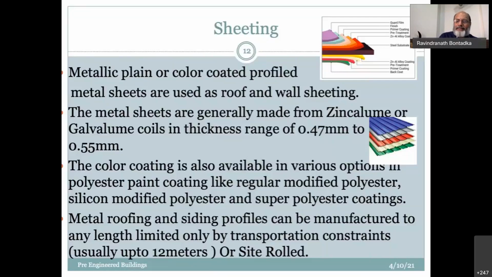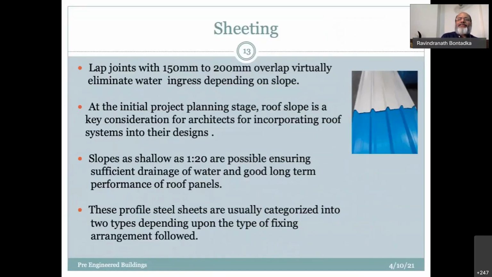I'll come to that. The lap joints will be about 150 to 200 mm depending on the slope, and virtually eliminate the water ingress. At the initial project planning stage itself, roof slope is a key consideration for many of the architects incorporating the roof systems into their designs. So slopes can be as shallow as 1:20. It's possible. And these profile sheets are usually categorized in two types depending upon the type of fixing arrangements.